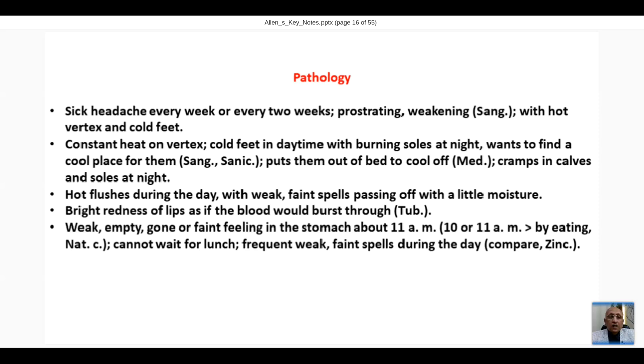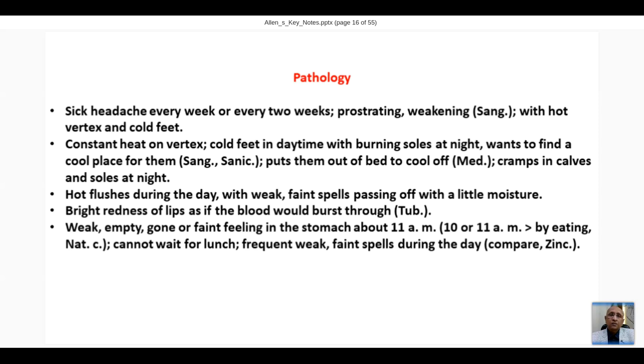He explains headache. See the headache. Sick headaches every week or every 2 weeks. Prostrating, weakening, sanguinary-like, with hot vertex and cold feet. Headache is explained in one sentence which guides you as to what type of headache is there in sulfur. Sick headache. What is sick headache? A headache which has the capacity to make a person sick for 2 to 3 days.